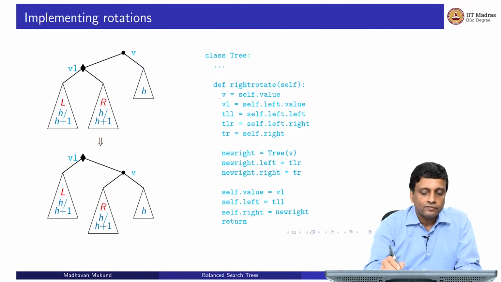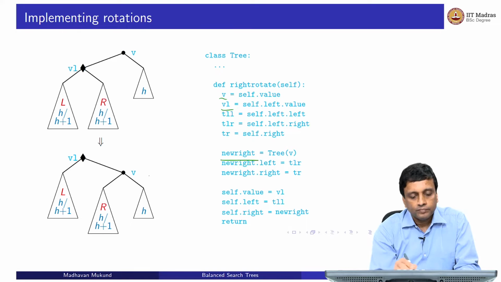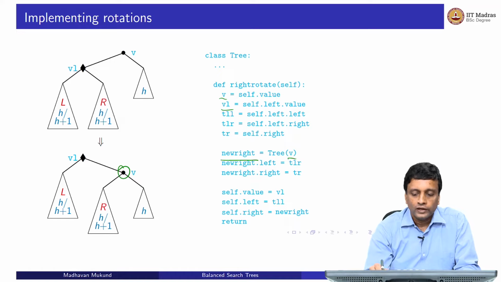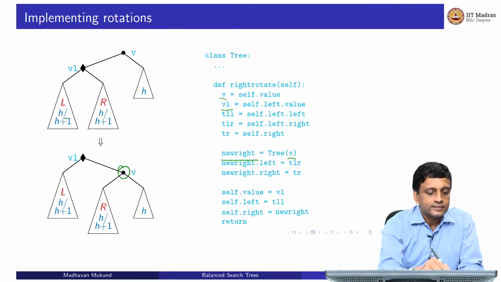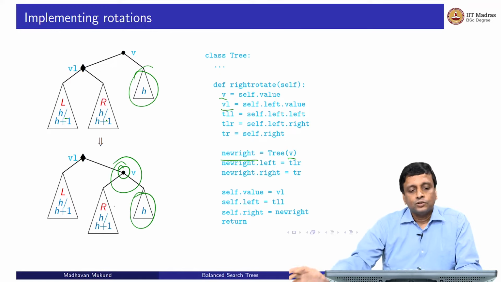So I copy the current value as V. Now I take the value from my left and keep it as VL, and then I create a new node to the right. Okay, so this is this new node, and then I populate it with my current root value, and then I hang off the trees correctly, right. So I take this tree and I hang it off the root, I take this tree and I hang it to the left of this, and I take this tree and I hang it to the right of this, right. So this is the rotation.